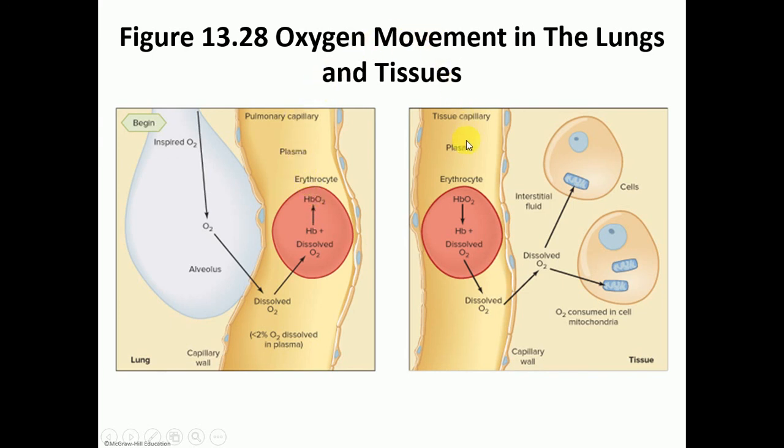Now that we reach the tissue, that dissolved oxygen can be utilized by the cells. But again, it's definitely not enough. So those oxygen molecules have to be dissociated from hemoglobin in order to be used and consumed by the cells and utilized for different metabolic reactions.